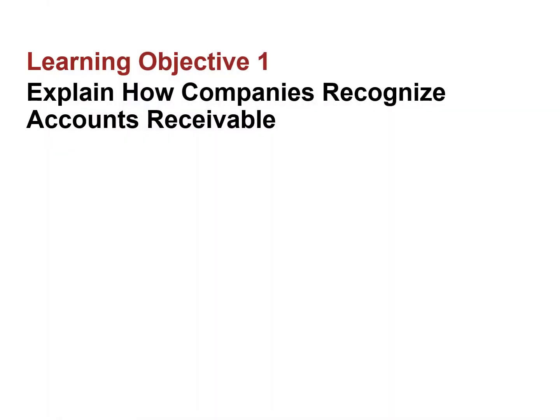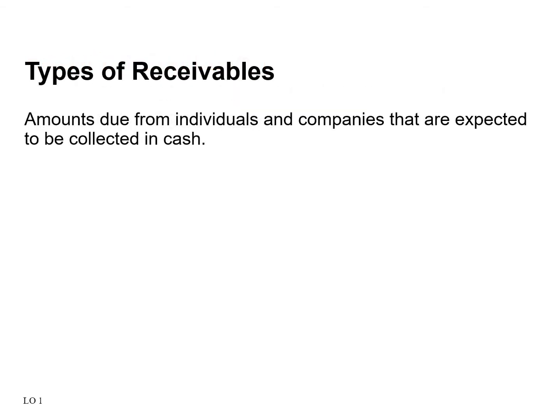In this video, I will briefly explain how companies recognize accounts receivable. The term receivable refers to amounts due from individuals and companies. Receivables are claims that are expected to be collected in cash. The management of receivables is a very important activity for any company that sells goods or services on credit. Receivables are frequently classified as accounts, notes, and other.